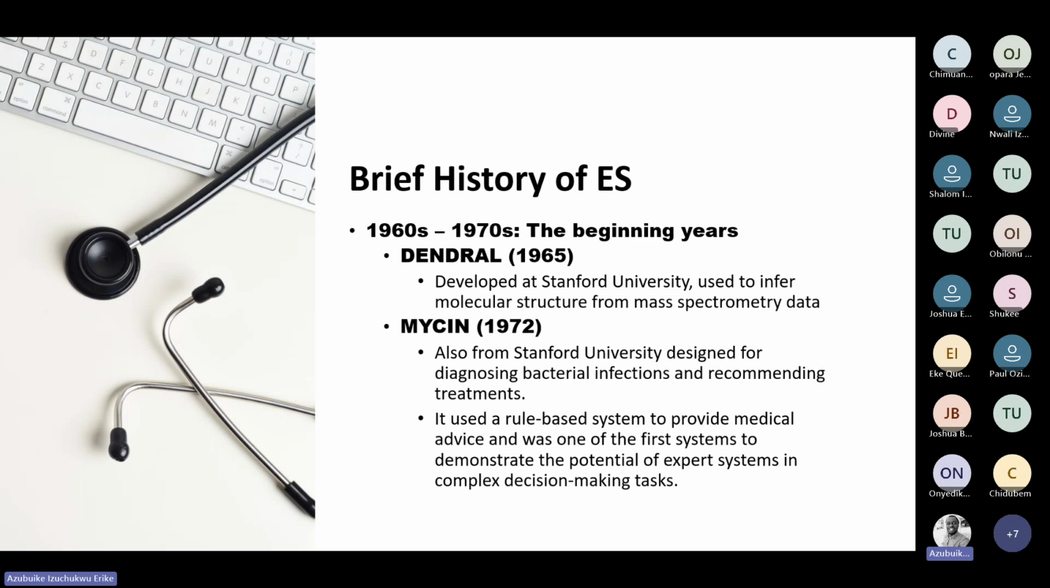So we want to look at the brief history of expert system. This expert system began around the 1960s. That's when we can say that it is the beginning years of the expert system. And it starts with Dendral that was developed at Stanford University, which was used to infer molecular structure from mass spectrometry.